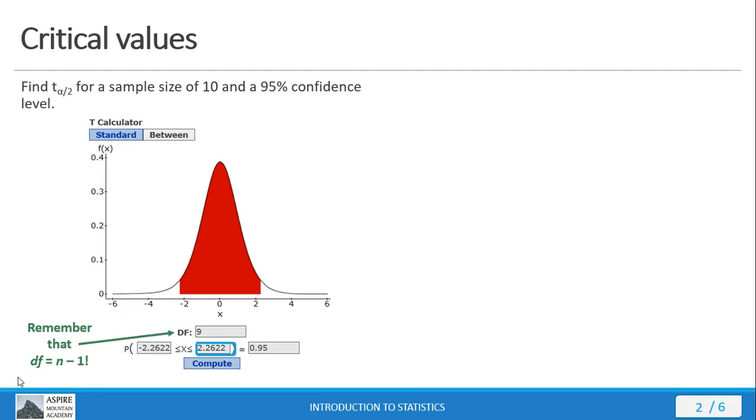Remember your degrees of freedom, one less than the sample size. So our sample size is 10. So we're going to put 9 into that field for degrees of freedom. And then the 95% confidence level and everything comes out.